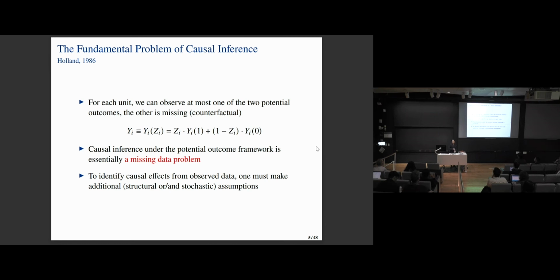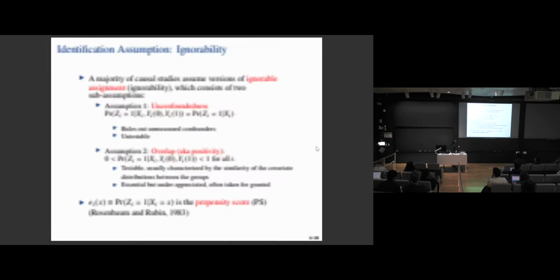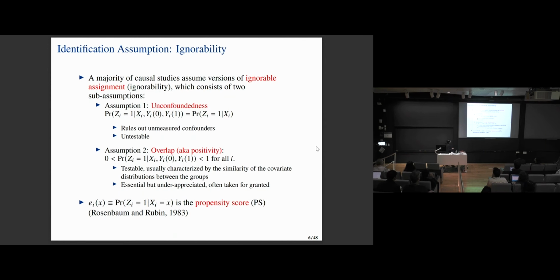So the simplest thing you can think of is to impute. If somehow I can impute the missing data from the observed data, I can do causal inference, right? You can do that, but you need more assumptions. We can have structural assumptions or stochastic modeling assumptions. Another quick review: the majority of causal studies assume versions of ignorable assignment, or ignorability, which consists of two sub-assumptions.